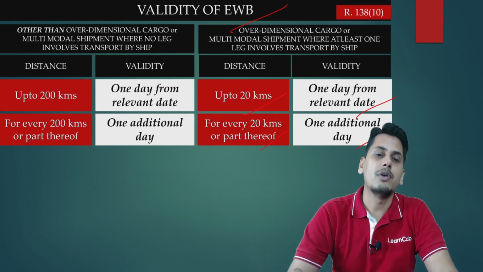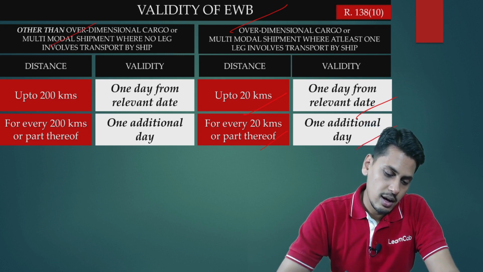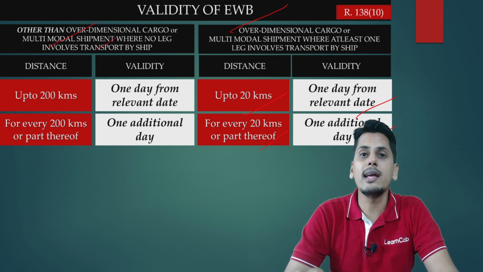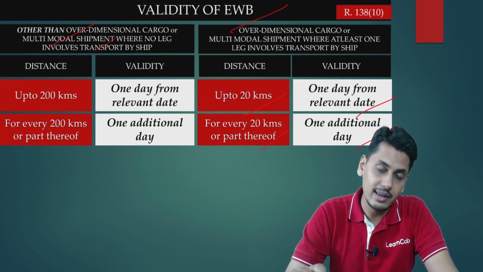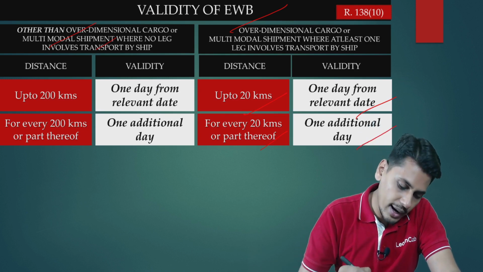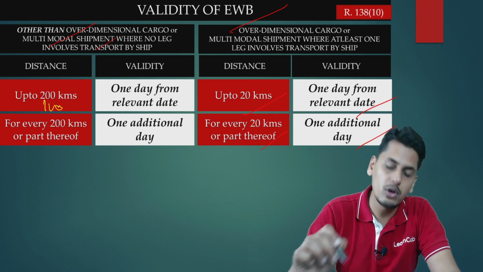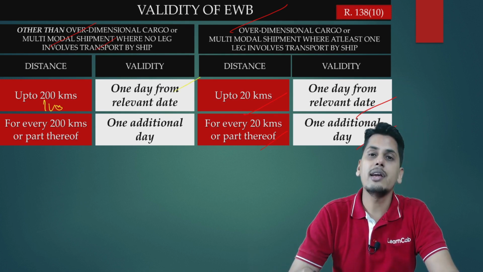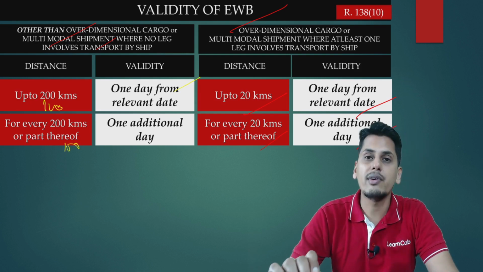However, for other than over-dimensional cargo or a multimodal shipment where no leg involves transportation by ship, in those cases, the validity of an E-Way bill used to be up to 100 kilometers. The validity is 1 day from relevant date. For every 100 kilometers or part thereof, it used to be 1 additional day.